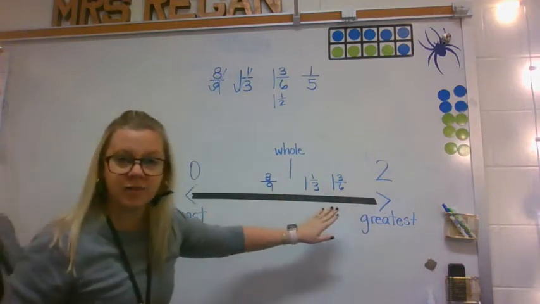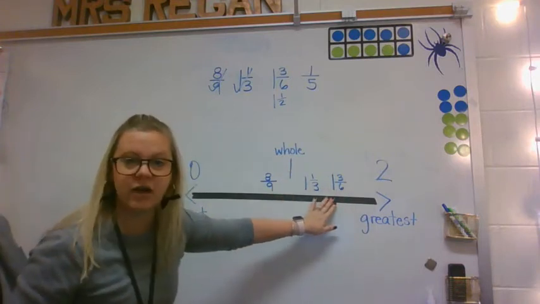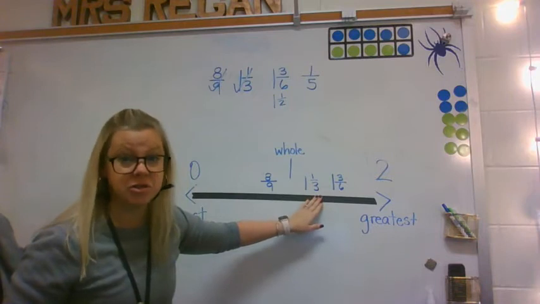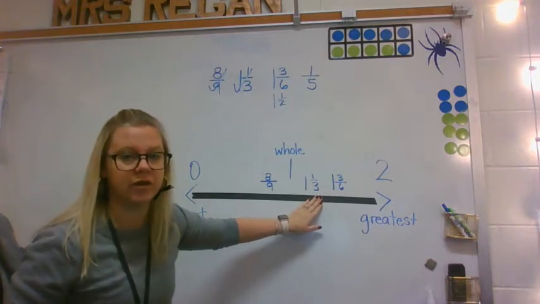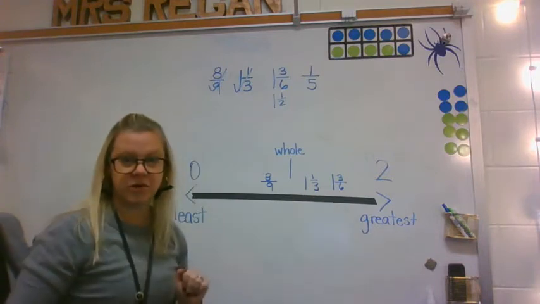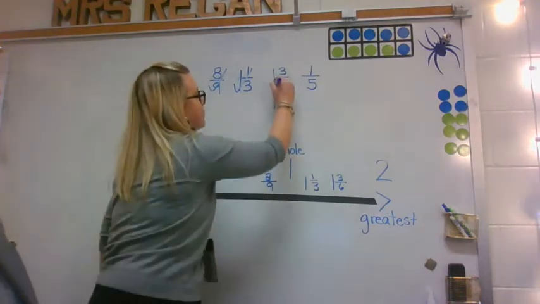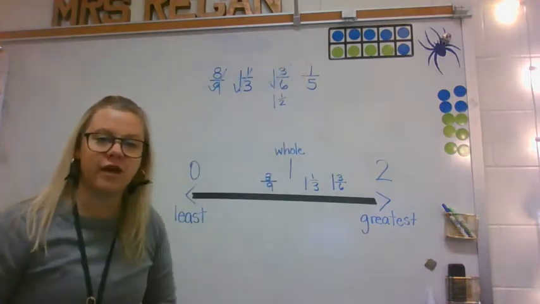Now, when I write it on the number line just like that, I also figured out that 1 and 3/6 is larger, greater than 1 and 1/3. So I've already put those two in order. Cool, let's look at our last one now, 1/5.